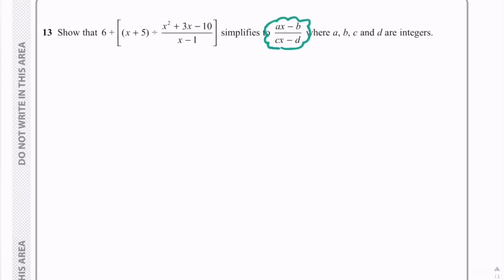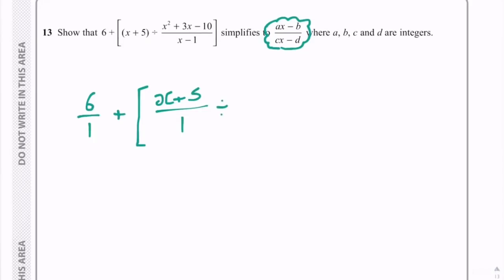So I'm going to turn all these pieces into fractions to start with. 6 I'm going to write as 6 over 1. I'm going to add that to, in this bracket, x plus 5 over 1. And we're dividing that by x squared plus 3x minus 10 over x minus 1.